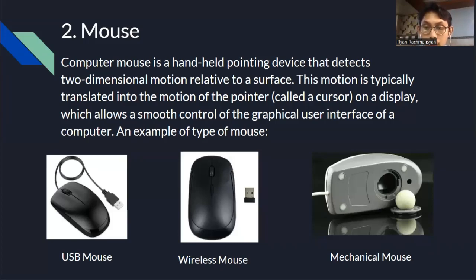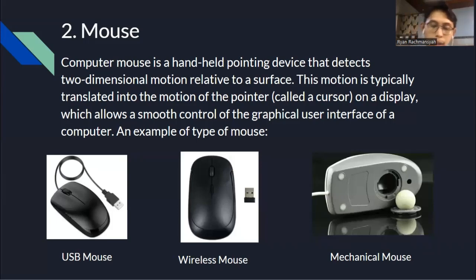There are three types of typical mouse. The first one is the USB mouse, on my left. The second is the wireless mouse in the middle, and the third is the mechanical mouse on my right.